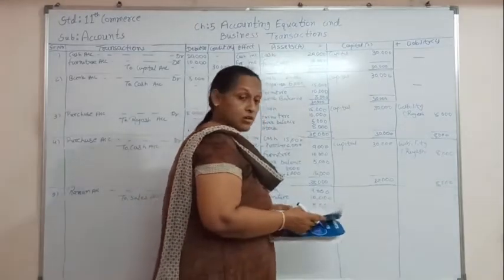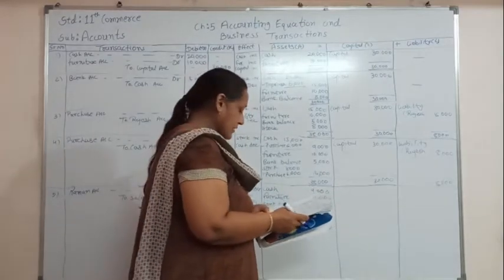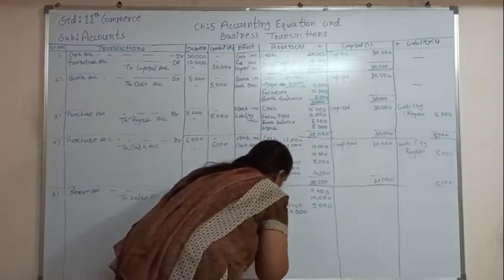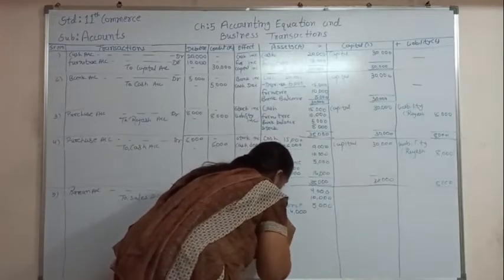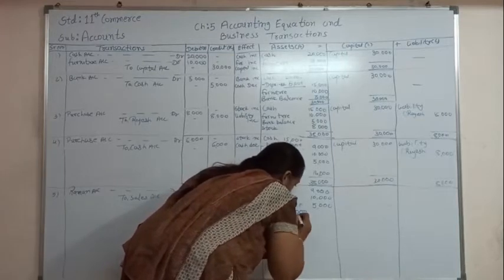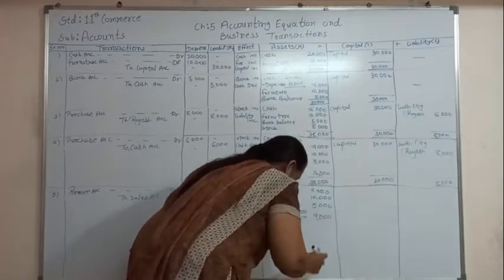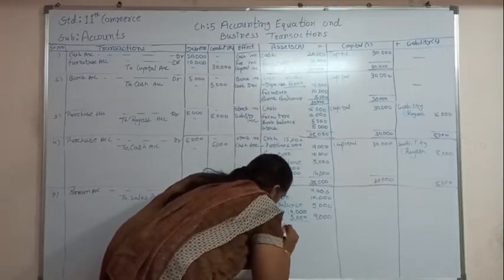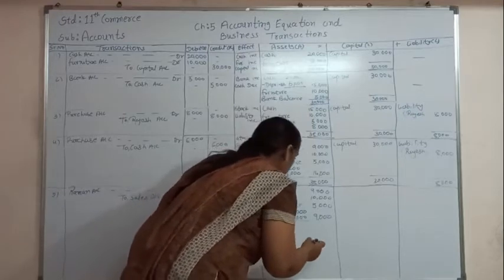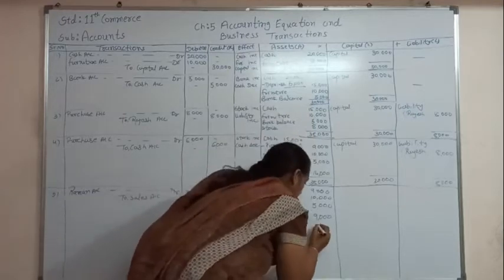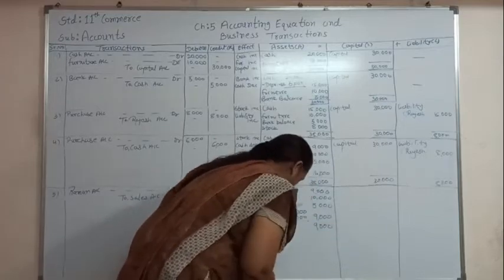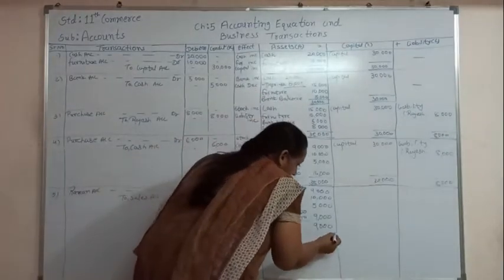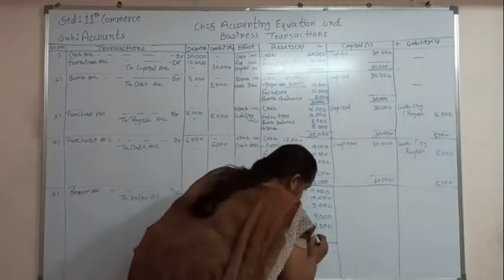As we know, stock is going to be decreased by 5,000, as we have sold the goods of rupees 5,000. So remaining stock will be 9,000. And here receivable is going to be increased. Receivable, also called debtors, is going to be increased by 9,000. So these are the effects that we are going to give for this, and the total will be 42,000.